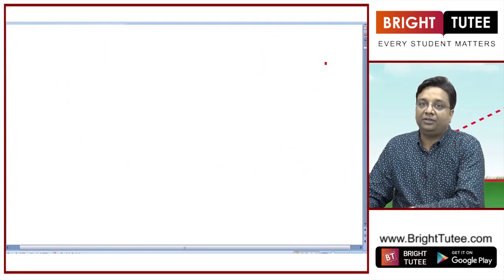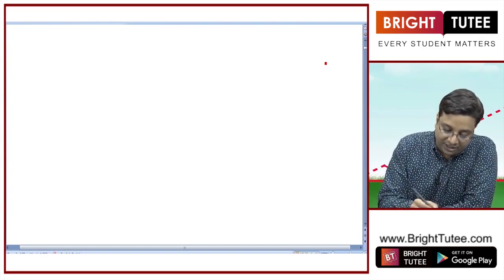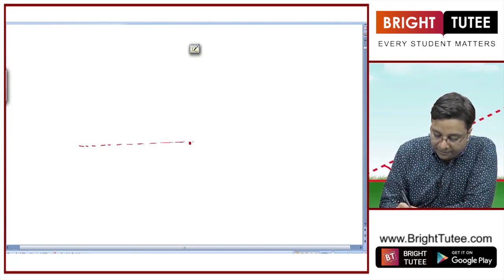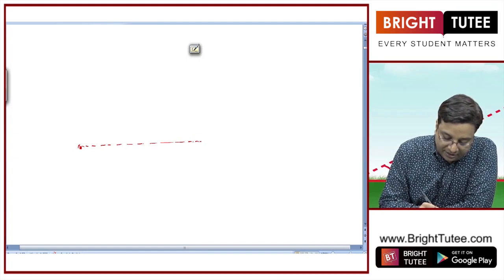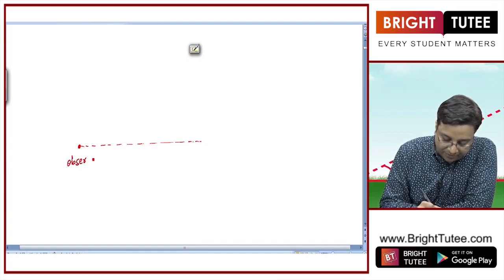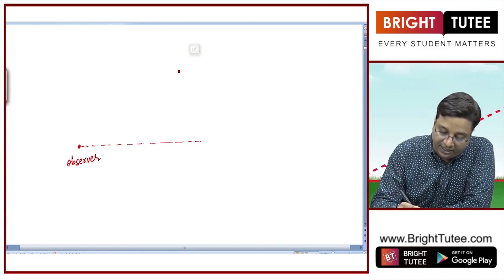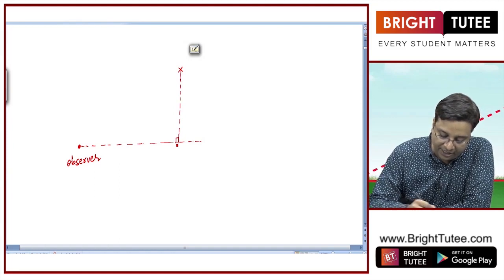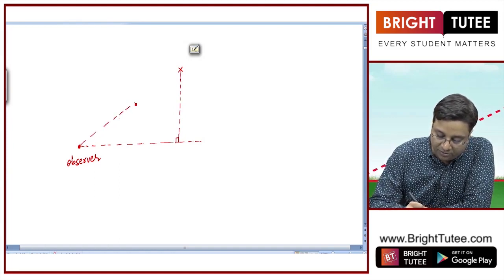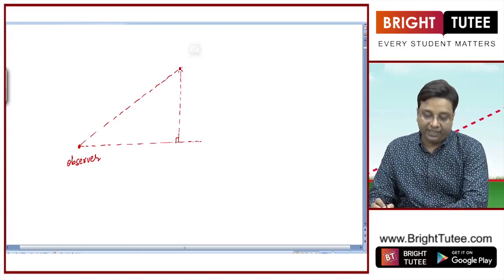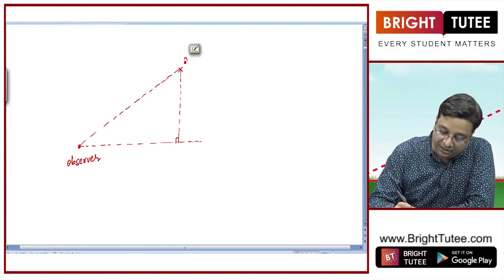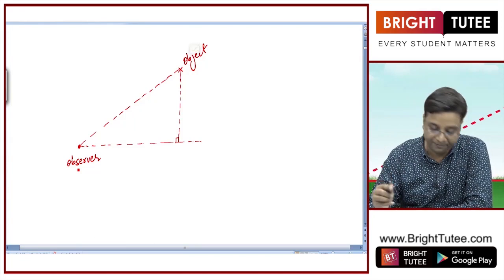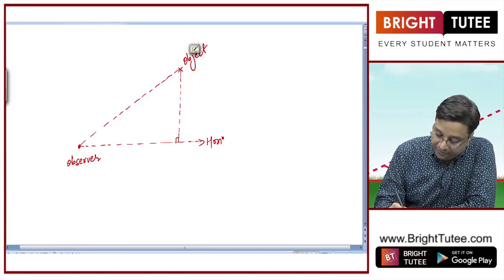In this chapter, we will use another fundamental. Let us say this is a horizontal line, and here we have got an observer, and you have got an object at a certain height, and the observer is looking at this object from here. Let us learn some of the terms. This is the object and this is our observer, who is looking at the object, and this is the horizontal line.